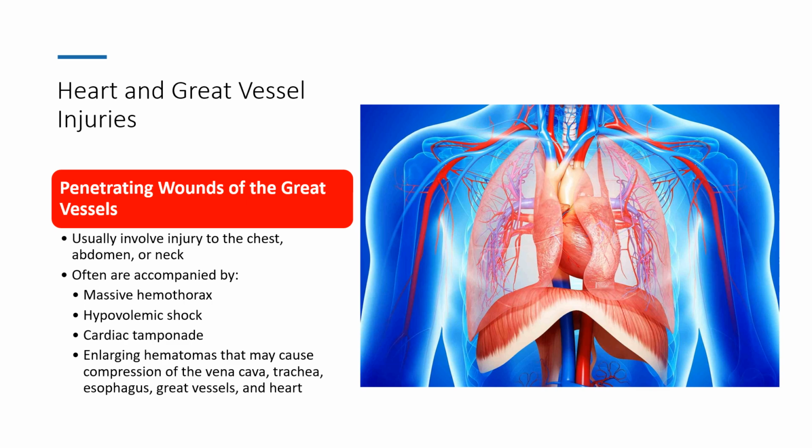And enlarging hematomas that can cause compression of the vena cava, trachea, esophagus, great vessels, and heart. So any of these vessels, they bleed, it's gonna be a bad day. Here are our subclavian arteries and veins, and then the carotids. All this is pretty much considered our thoracic great vessels, and we can see all of the great vessels centralized in this area, as one would imagine.